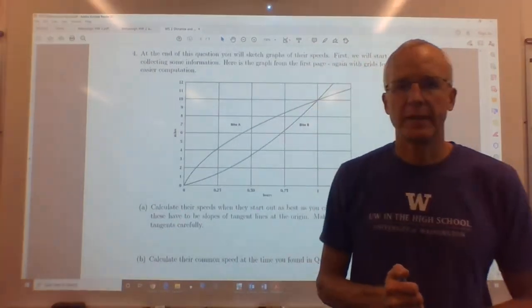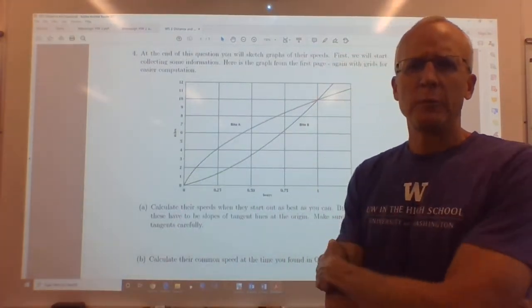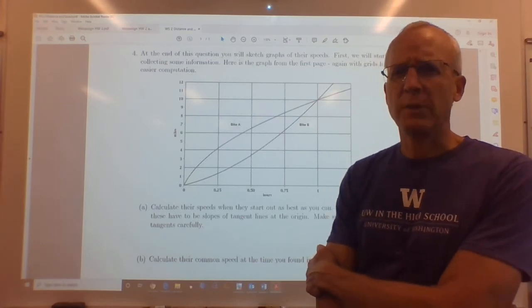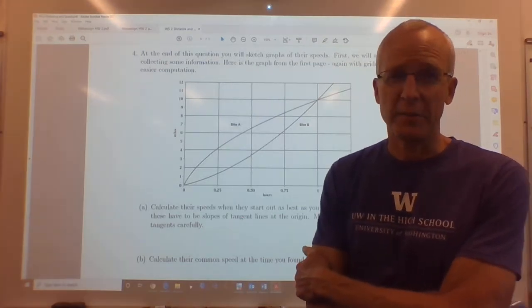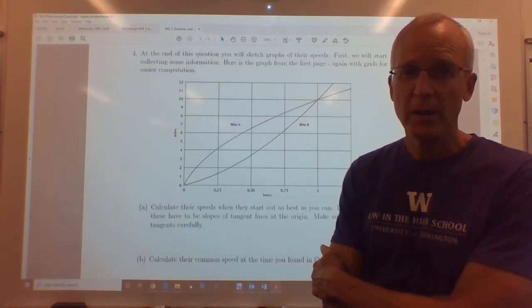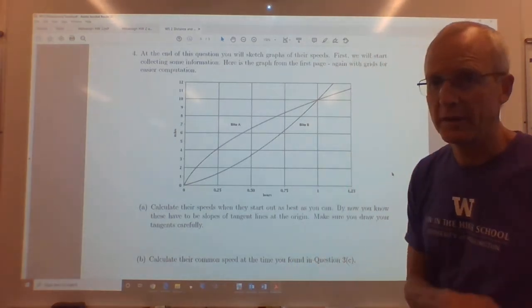Okay, let's look at the last problem on worksheet 2. If you understand the last problem, I think you'll understand all the previous ones. You can do all those on your own. So let's go over the overall idea here.